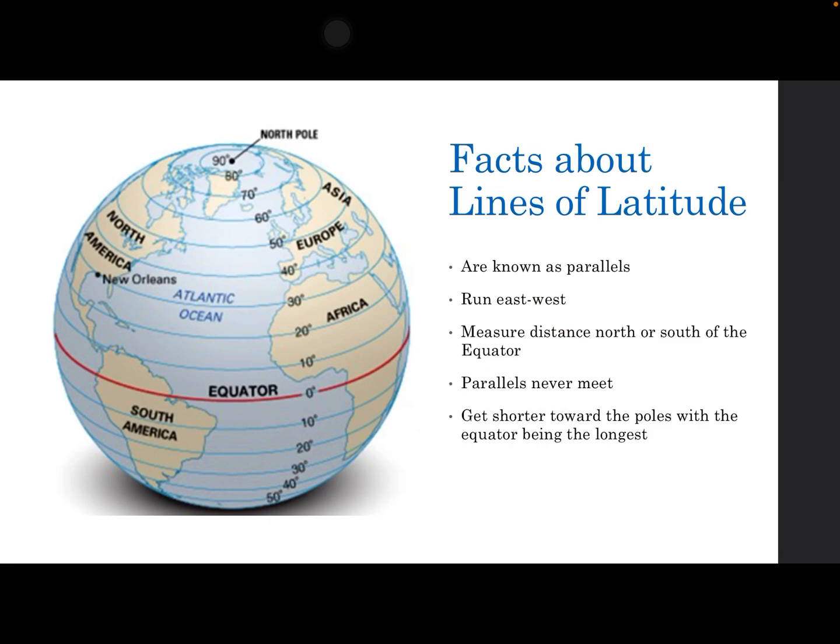All right, when we're looking at a map, you're going to have to know facts about latitude and longitude. Latitude lines are known as parallels. These lines run east and west, so this is tricky. These lines are running east or west, but they measure the distance north or south of the equator. So you can see it's 10 degrees north or 10 degrees south of the equator. These are parallel lines, they never meet, but you can see from the picture that as you get closer to the poles, the lines get shorter. So the equator line is the longest.